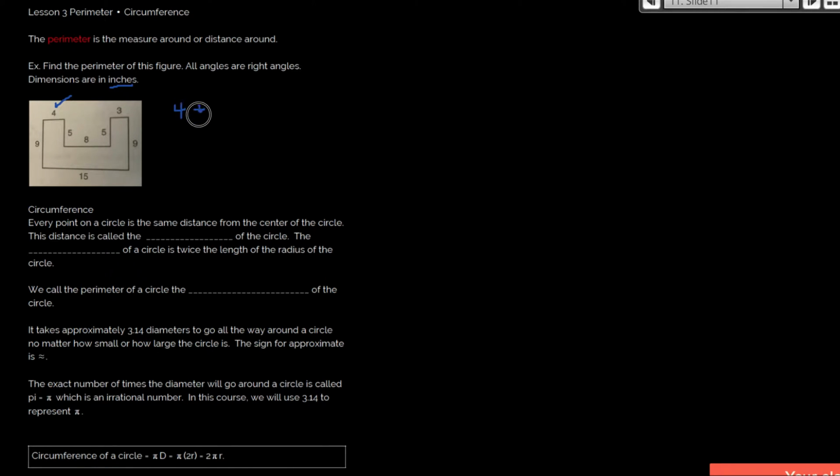4 plus, and then I'm going to add the 9, and then the 15, and I'm just going to go around like this. 9 plus 3 plus 5 plus 8 plus 5. And I'm going to add those all together, and when you add them together you get 58. And you need to put units on.